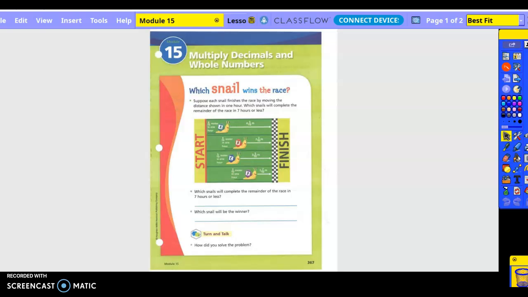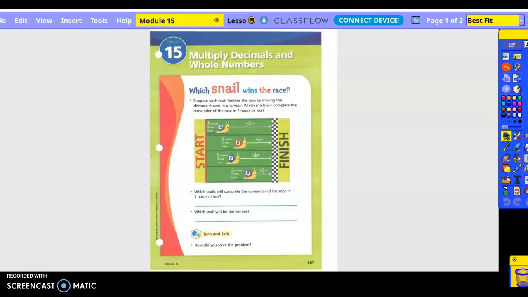Math Module 15. Multiply decimals and whole numbers. Which snail wins the race? Suppose each snail finishes the race by moving the distance shown in 1 hour. Which snails will complete the remainder of the race in 7 hours or less?